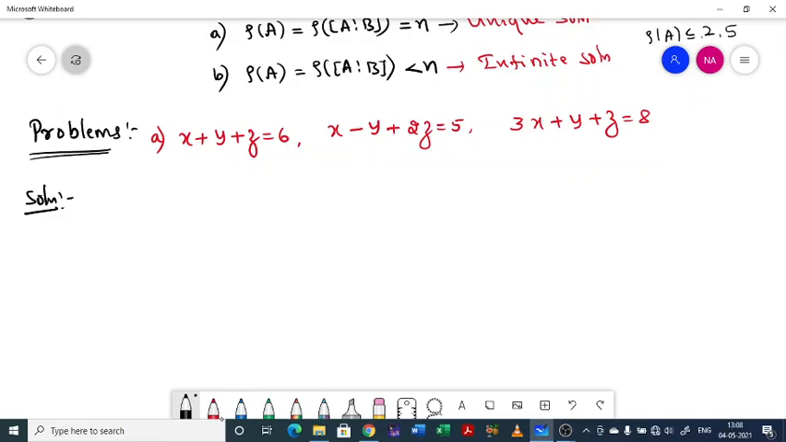See, we need to find the rank of A and rank of A colon B, right? We just consider the matrix A colon B, then you can determine the rank easily. So, given any system of equations, first write the given system, x plus y plus z equal to 6.